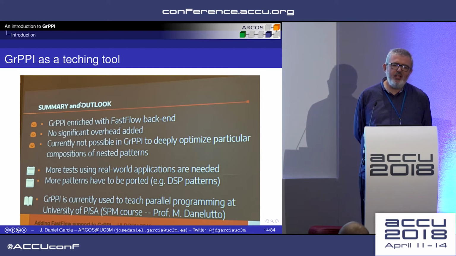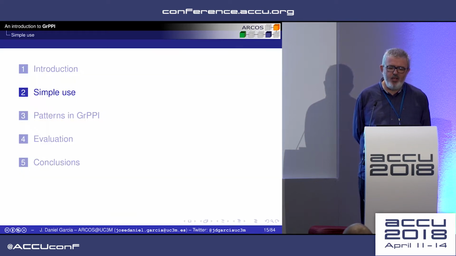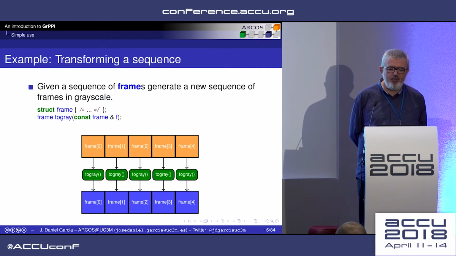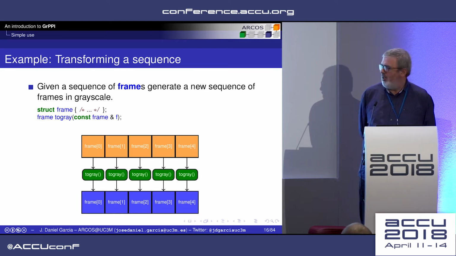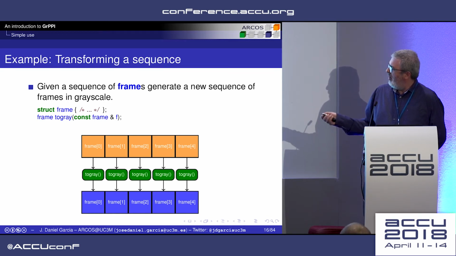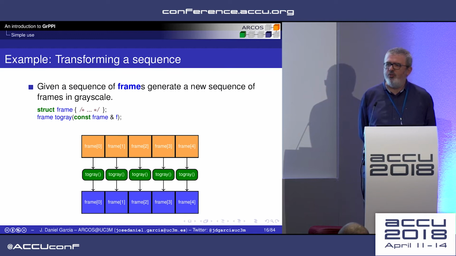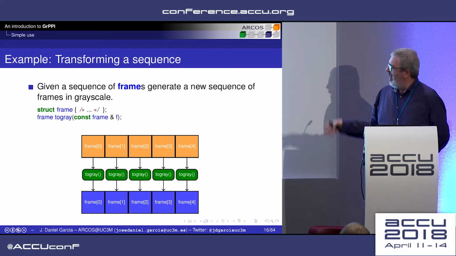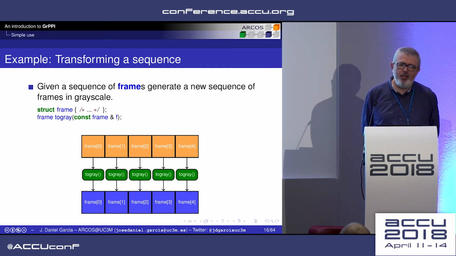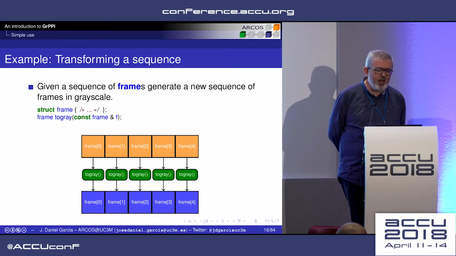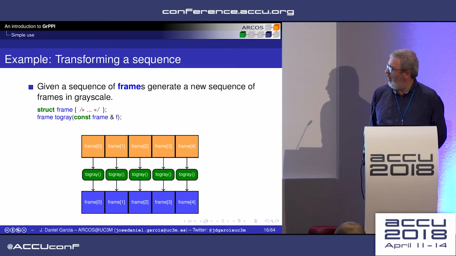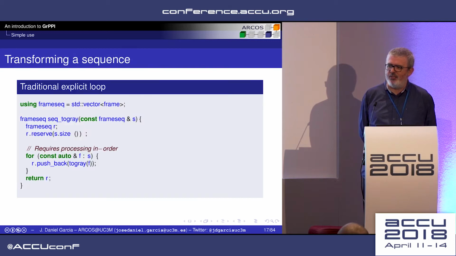So let's say that I have a sequence of frames and I want to generate a new sequence of frames where each frame, which is an image, is transformed to grayscale. So essentially what I have is some type frame and I have a function to convert to grayscale, and I want to apply the same process to all elements in my container. Okay, I could do a traditional explicit loop where my range for loop goes through every element and applies the transformation.